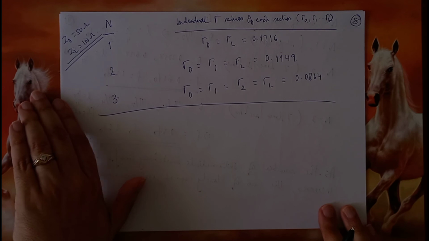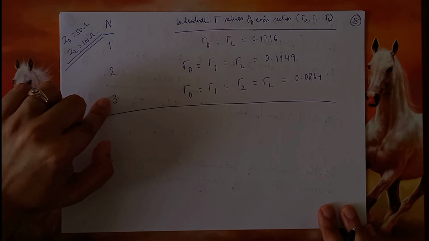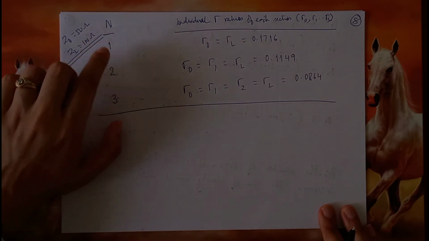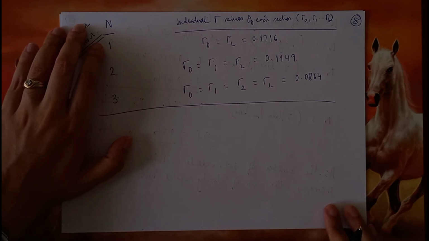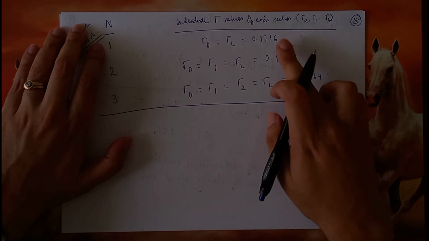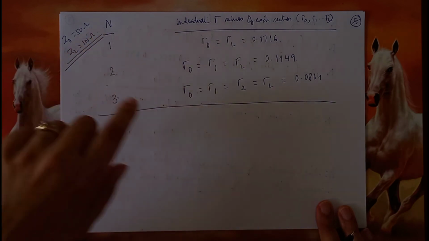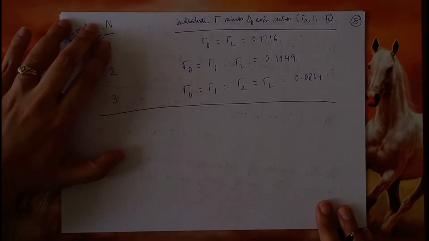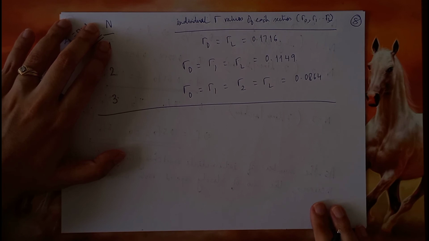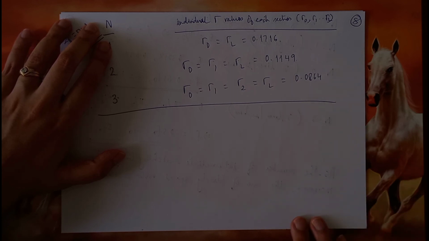Do you notice something over here? You notice that as n is increased, what we are seeing is that the individual gamma is reducing. As n is increasing, the individual gamma between every 2 discontinuities is reducing. Why? Okay, before we go into the why, we have to ask, why is this important? Is the reduction having any value?